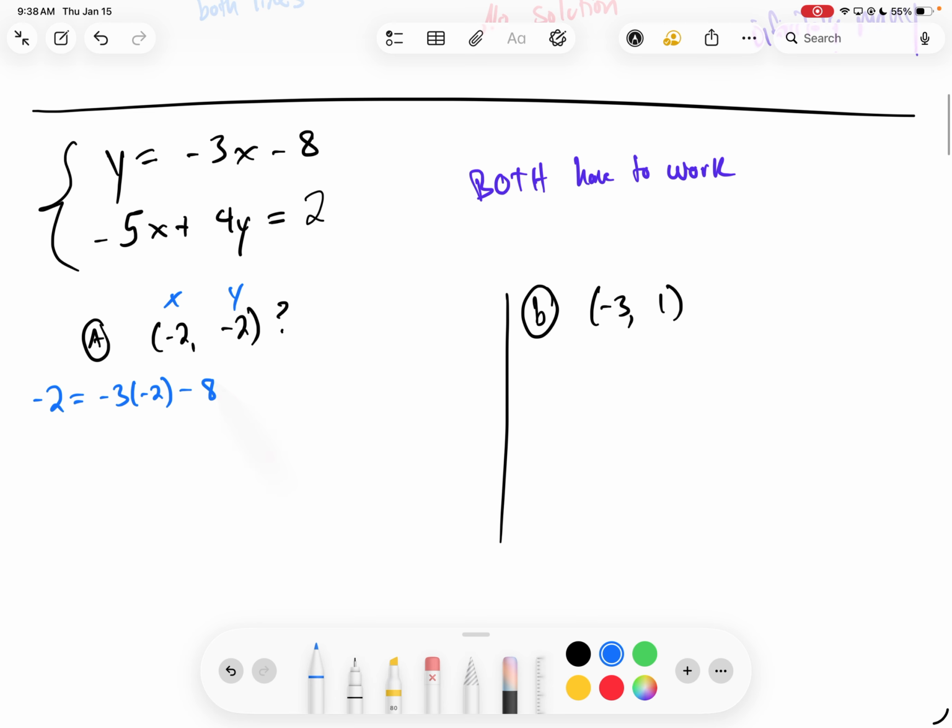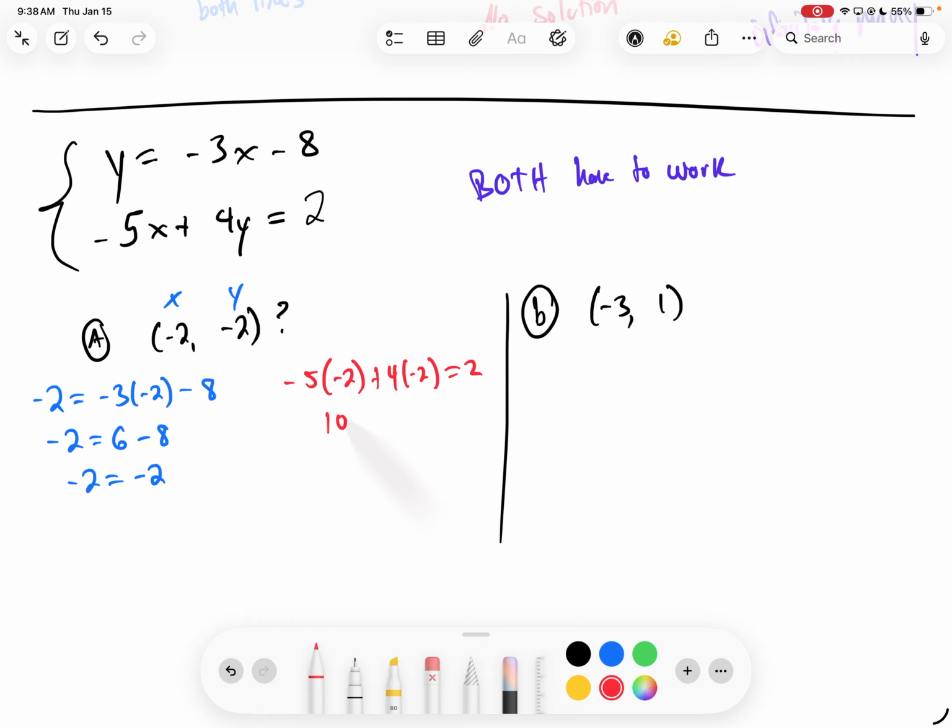So if I plug it into the top one, my y is -2, my x is -2, minus 8. So we're saying, does this equal? That's -2 equals 6 minus 8. So -2 does equal -2. So that means that point is on my top line, okay? That point is on my top line. But then you've got to plug it into the bottom one too to see if it works. So -2 for x, -2 for y.